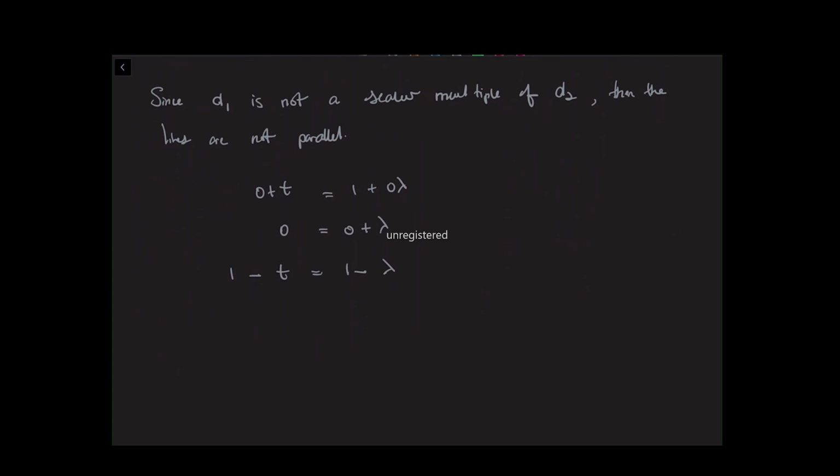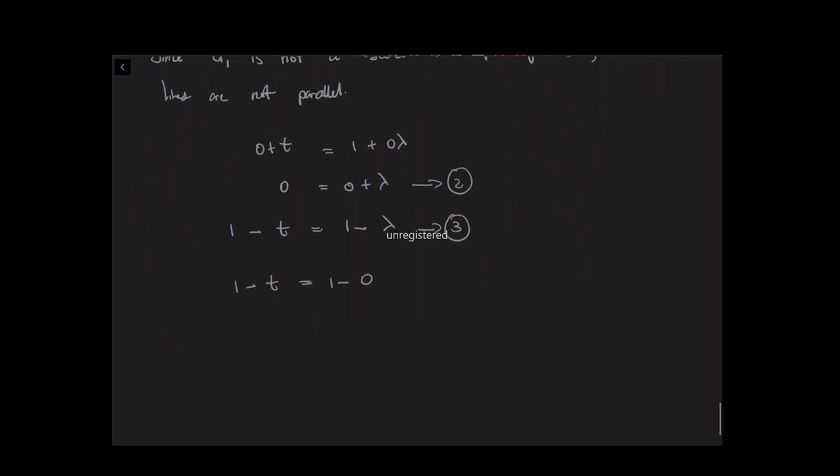Okay, so now let's solve these here. From the second equation, I can immediately see that lambda is equal to 0. I'm going to put lambda equal to 0 inside equation number 3. So I'm going to get 1 minus t is equal to 1 minus 0. Just drawing a line here so we can show: 1 minus t is equal to 1, which implies t is equal to 0.